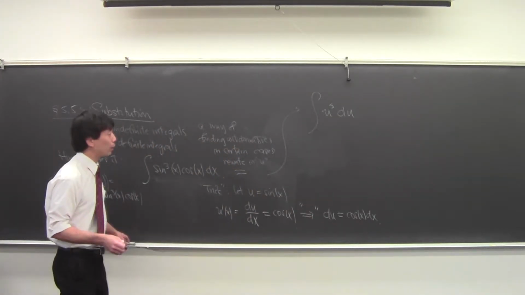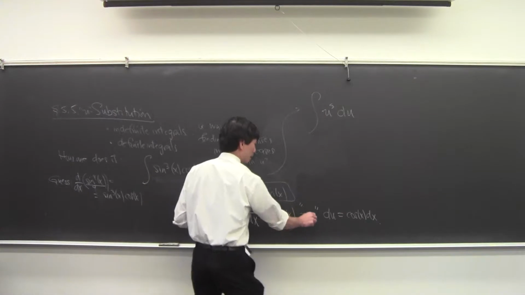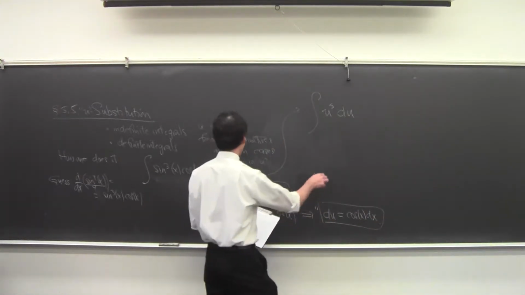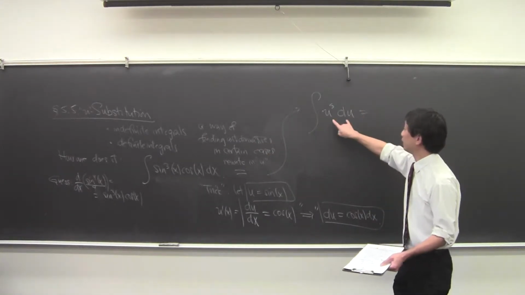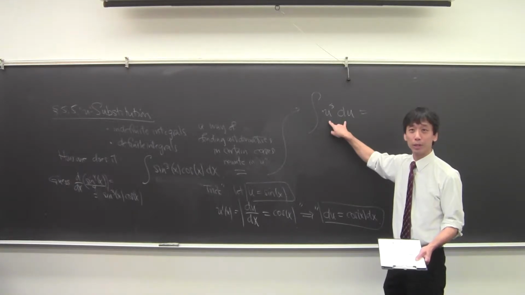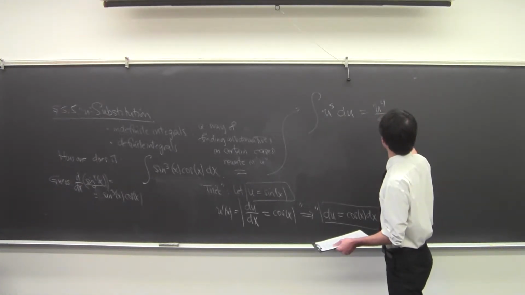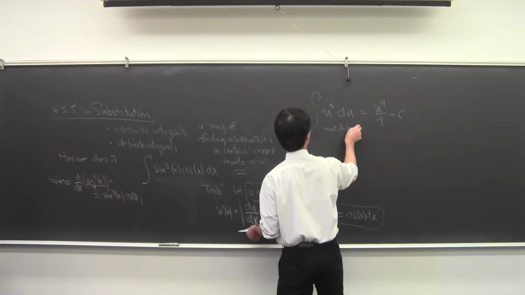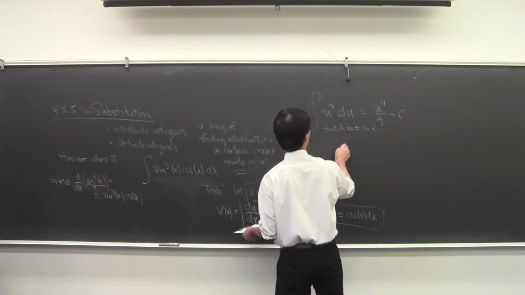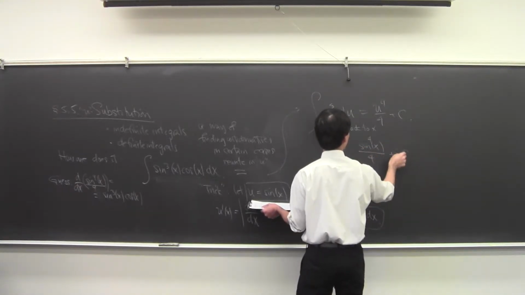So you say, okay, I'm going to take my u to be sine x, then du turns out to be cosine x dx. And so this thing, if I write it in terms of u, is u cubed du. If I integrate u cubed against du, what do you get? U to the fourth divided by 4 plus constant. And then you switch it back to x. And u was sine x, so you get sine x to the fourth over 4 plus c.